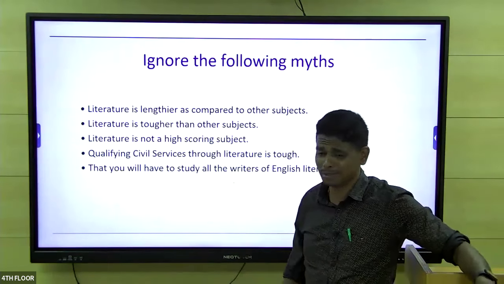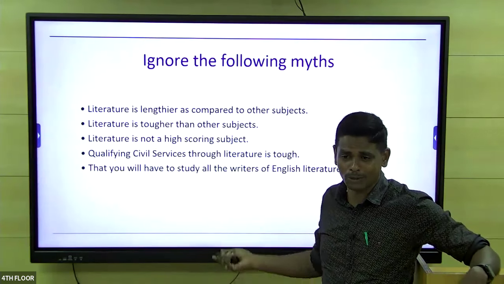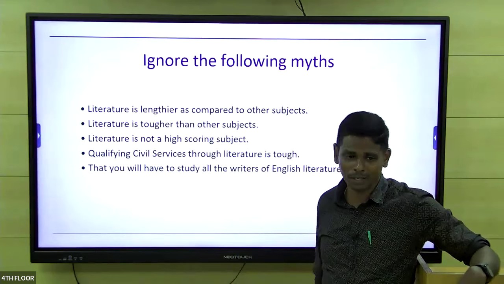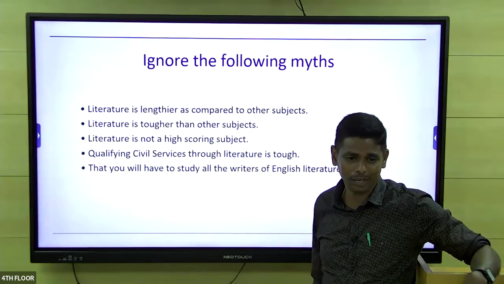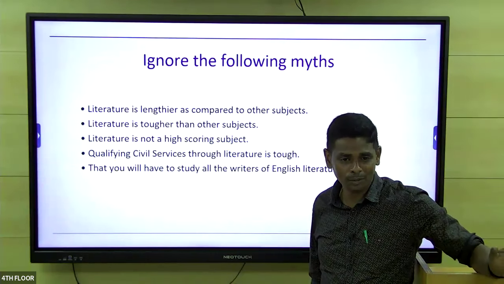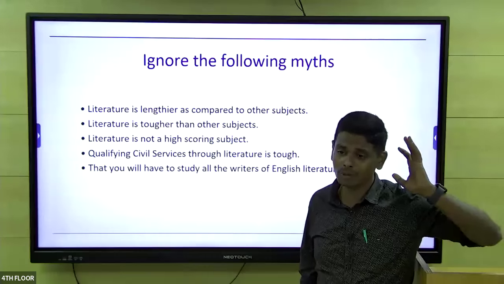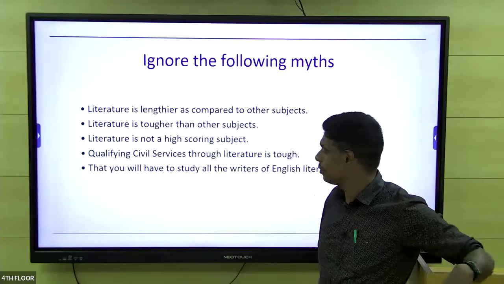Literature is not a high scoring subject? No, because you have seen the scorecard, and the scorecard tells a different story altogether. And I have already told you, with English literature, you can go into one of the topmost services.